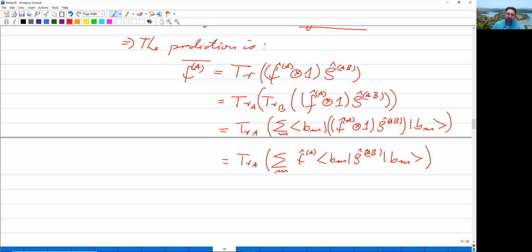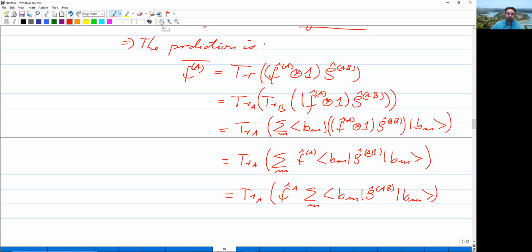Now, remember that this, after this summing over, is still an operator in A. This is not number valued, right? Because this rho hat is an operator that acts on the Hilbert space HAB. So then this is the trace over A, and by linearity, we can also write this as F hat A times the sum over M, and then the BM rho hat AB BM.